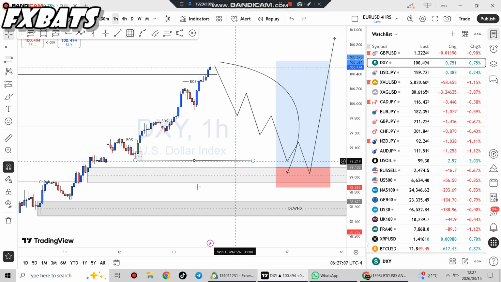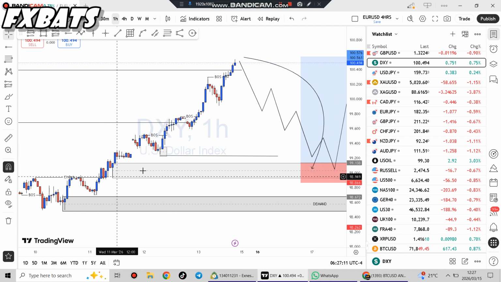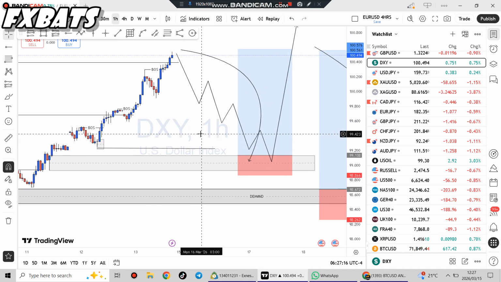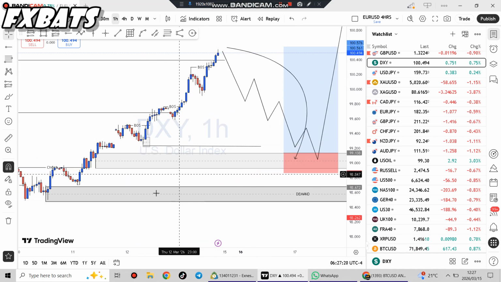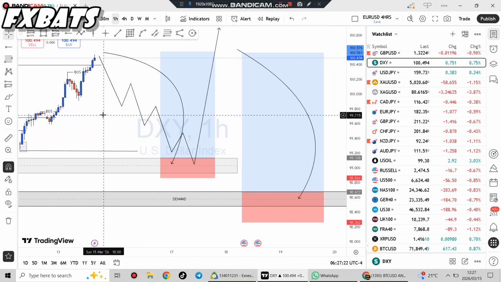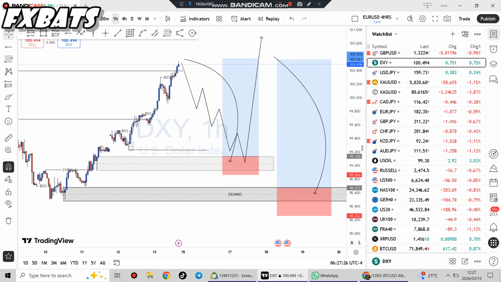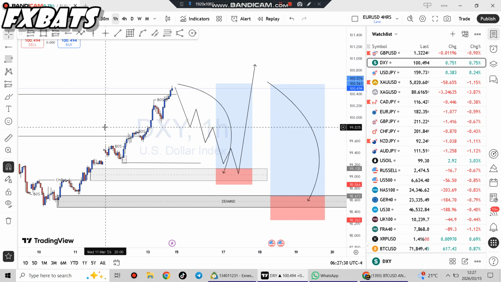So this is what I have on H1. I have areas of demand. I have this area of demand around the OTE, and I have the most extreme area of demand. So I'm eyeing these two areas of demand as my high potential areas of interest, where I could possibly start buying off the dollar, maybe after it manages to retrace back.